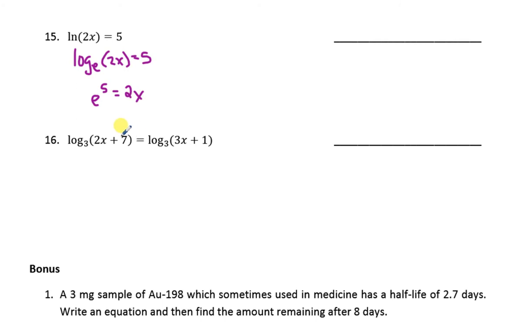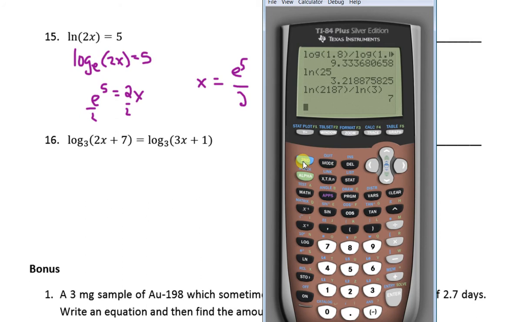So you can divide by 2 right now, or do e to the 5th first, but x is going to equal e to the 5th divided by 2. We'll divide both sides by 2. And let's go ahead and do that. So here's my number e above the division sign, e to the 5th power, enter, and then I'll divide by 2.